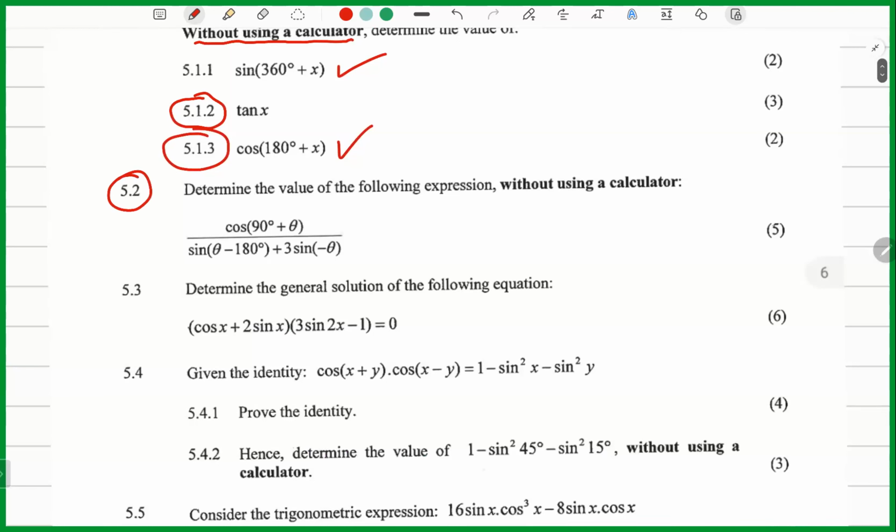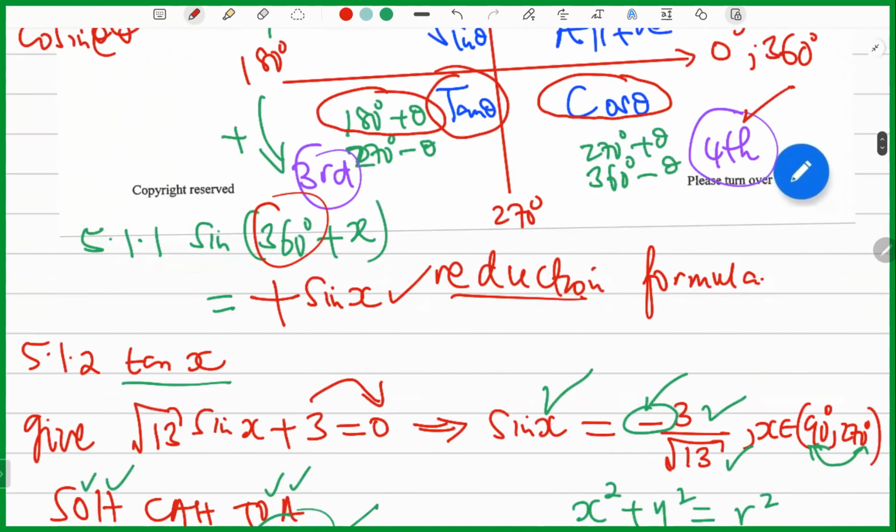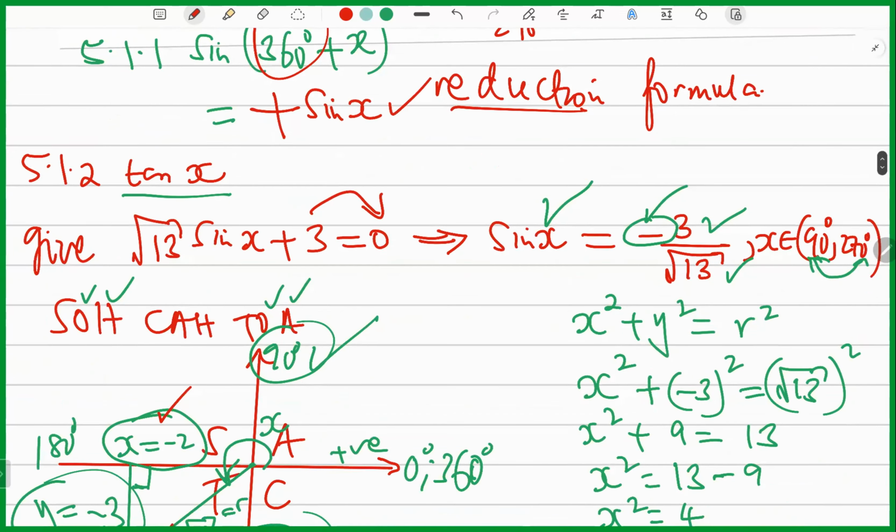If you look at 5.2, determine the value of the following expression without using a calculator. All right, now I also want to do 5.1.1 properly. I want to mention something in 5.1.1. Let me see.